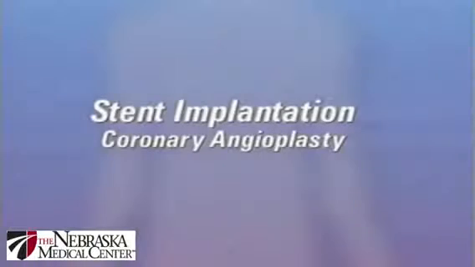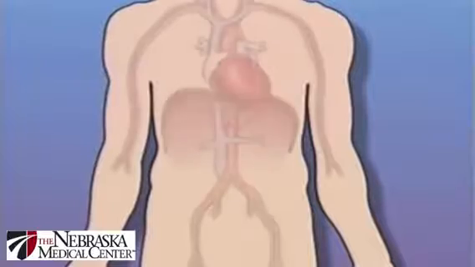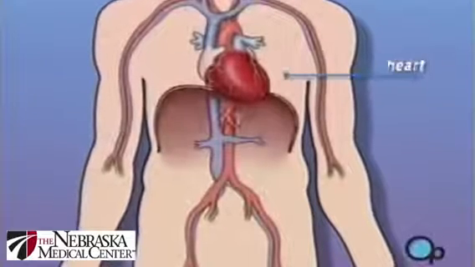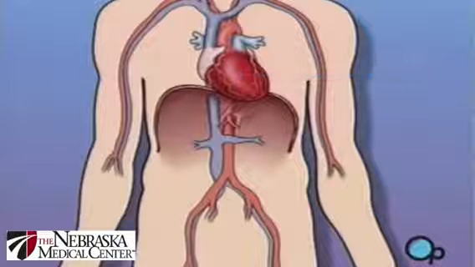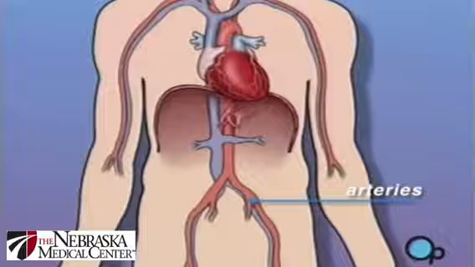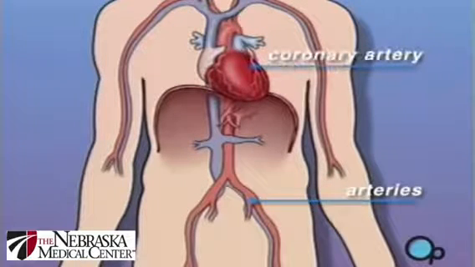Your doctor has recommended that you undergo a balloon angioplasty with a stent implant. But what does that actually mean? The heart is located in the center of the chest. Its job is to keep blood continually circulating throughout the body. The blood vessels that supply the body with oxygen-rich blood are called arteries. The arteries that supply blood to the heart muscle itself are called coronary arteries.